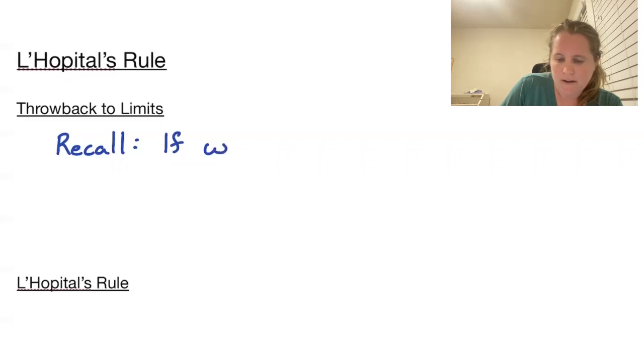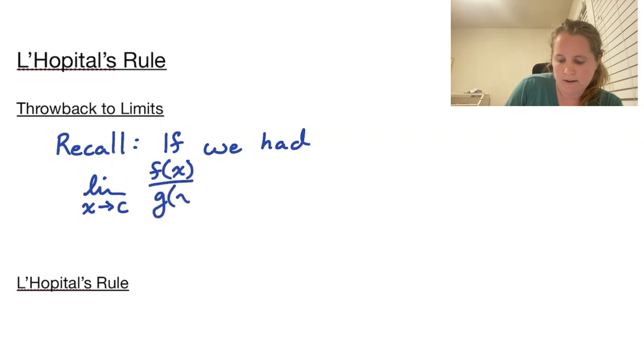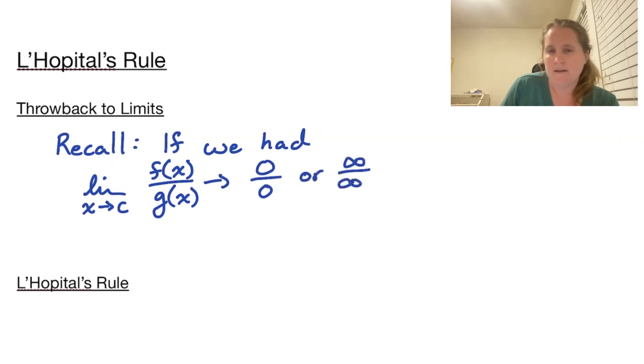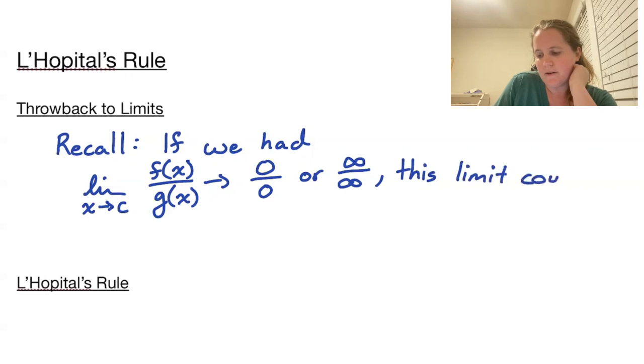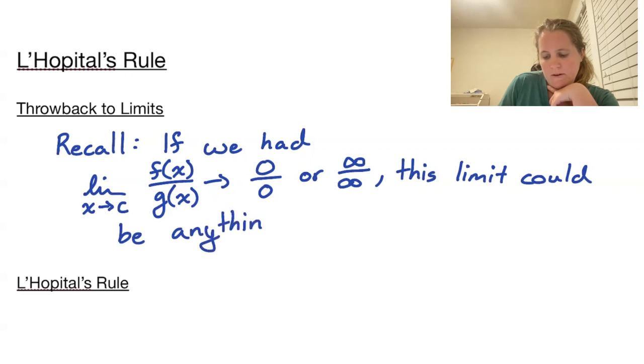So if we had a limit as x went to some number of f of x over g of x, going to either 0/0 or infinity over infinity, this could actually have lots of different results. This limit could be pretty much anything. And we learned a couple of techniques of algebraic manipulation to evaluate it, but those techniques don't always work.